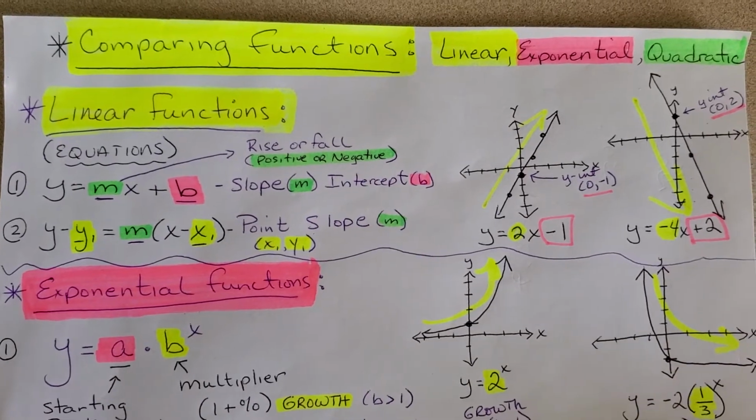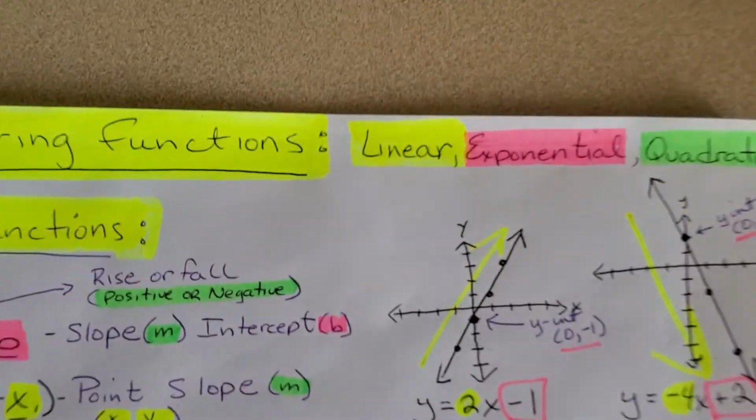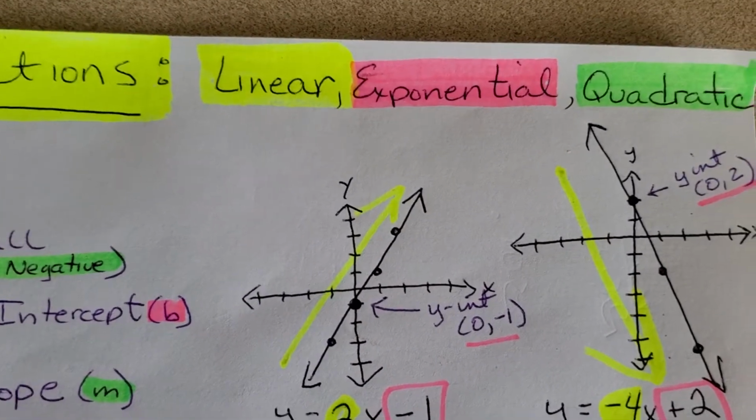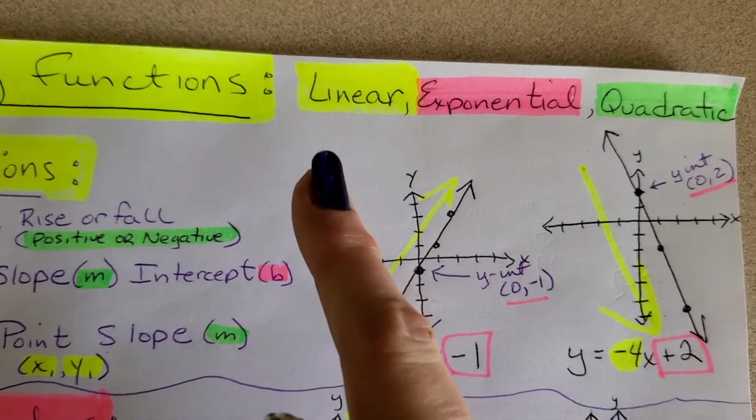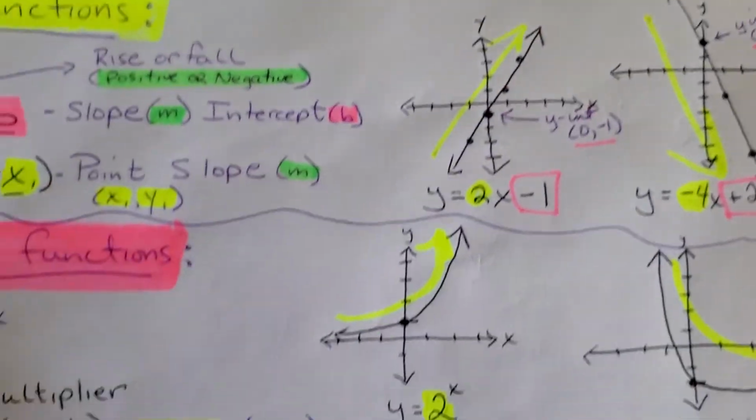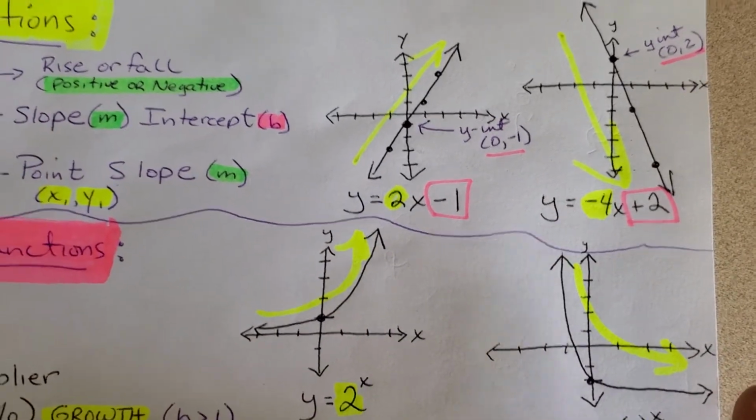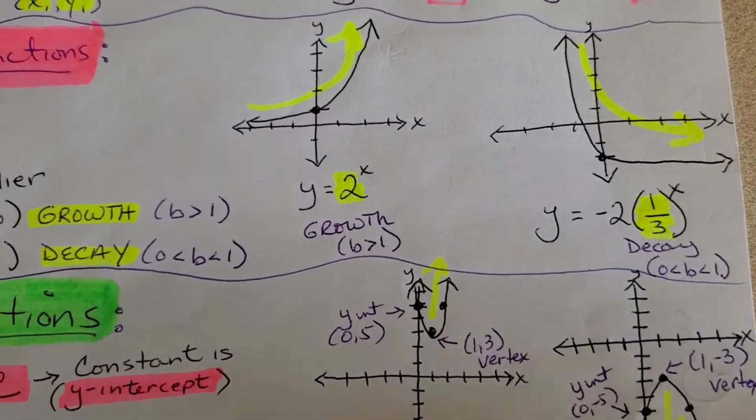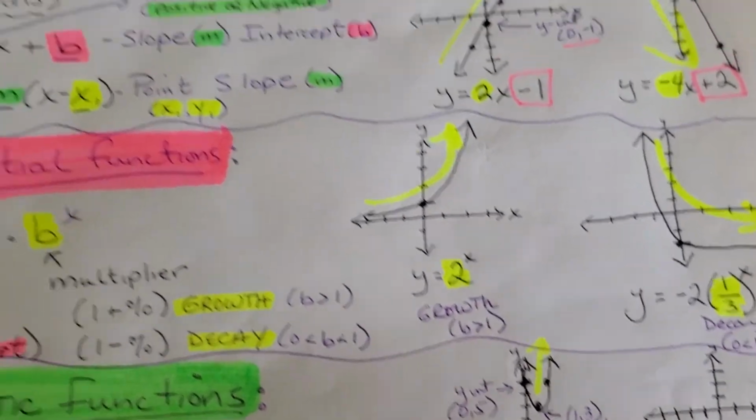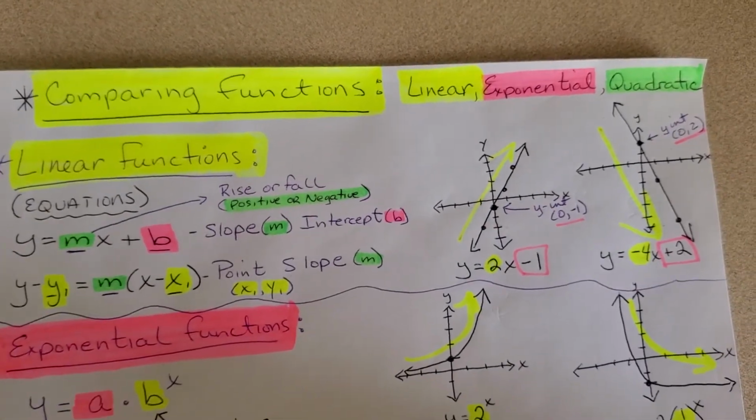I am doing a quick overview of comparing functions: linear, exponential, and quadratic. In other words, what makes up lines, what makes up the growth or decay functions, and quadratic parabolas that open up and open down. Now, it's not beautiful drawings, so I apologize in advance. So, here is our overview.